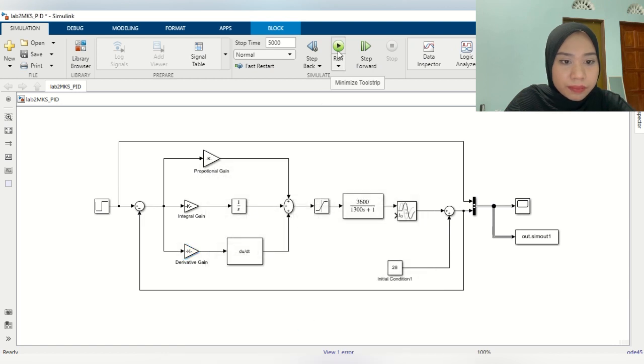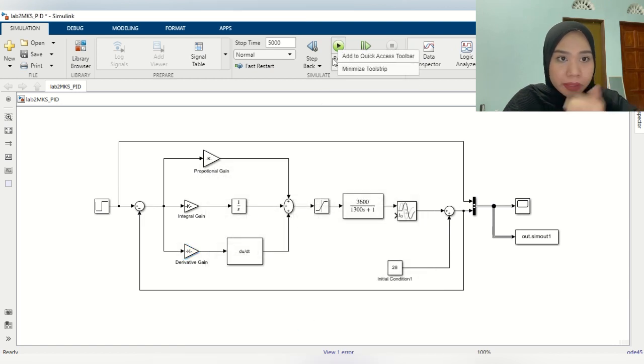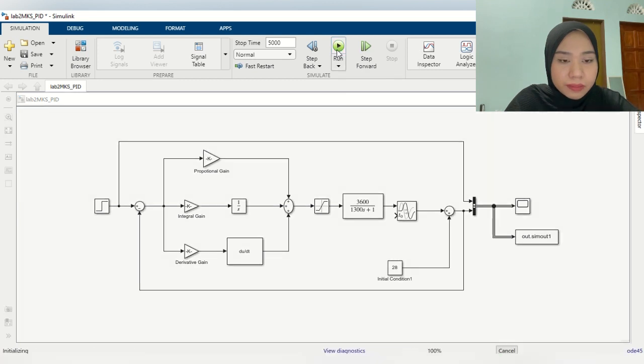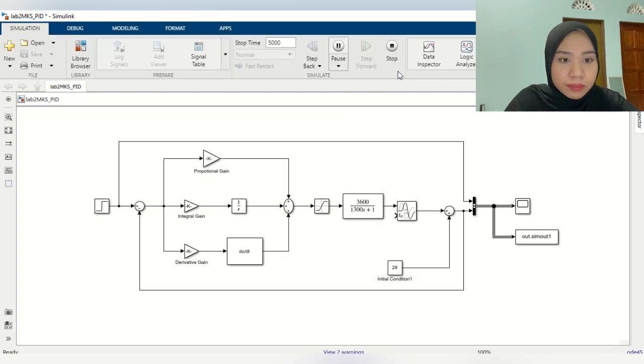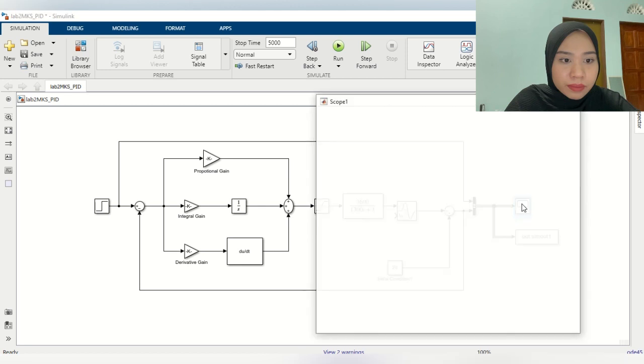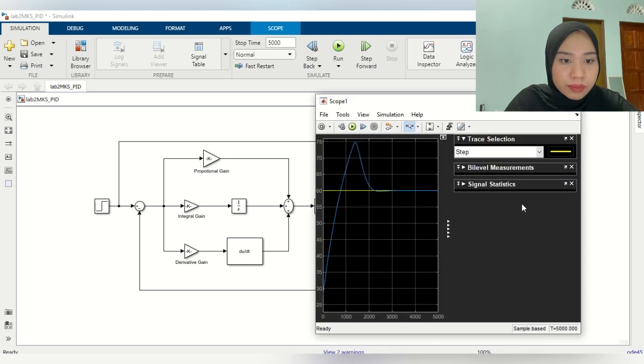Okay, so the step is run. This is the final output for the final value. Thank you.